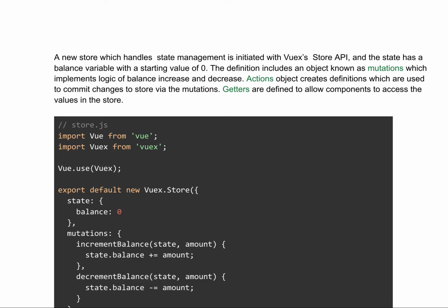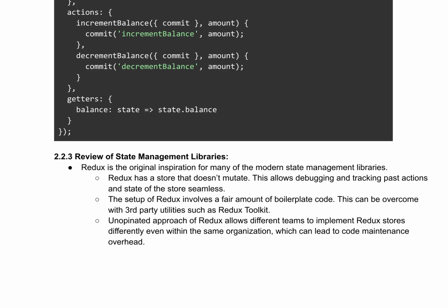The paper then proceeds to review various state management libraries, starting with Redux. It highlights that Redux has a non-mutable store, making debugging and tracking past actions and states seamless. However, setting up Redux involves a fair amount of boilerplate code, which can be overcome using third-party utilities like Redux Toolkit. The unopinionated approach of Redux allows different teams to implement stores differently, leading to potential code maintenance overhead.